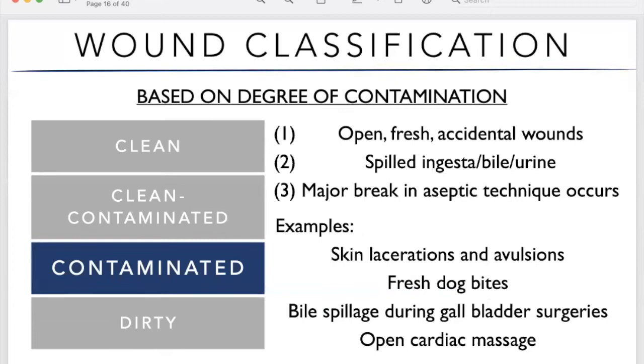Examples: skin lacerations and avulsions are immediately classified as contaminated wounds. Fresh dog bites, bile spillage, when you do your gallbladder surgeries, okay? Hindi mo napakinis ng maayos yung wound, may nag-spill na bile to the abdominal cavity, that's bad. And open cardiac massage, which is a part of cardiopulmonary cerebral resuscitation, right?